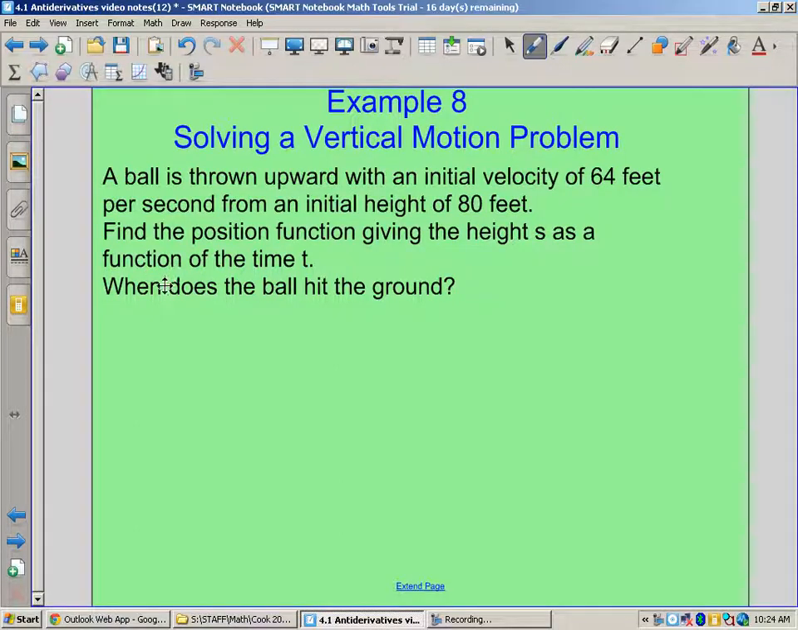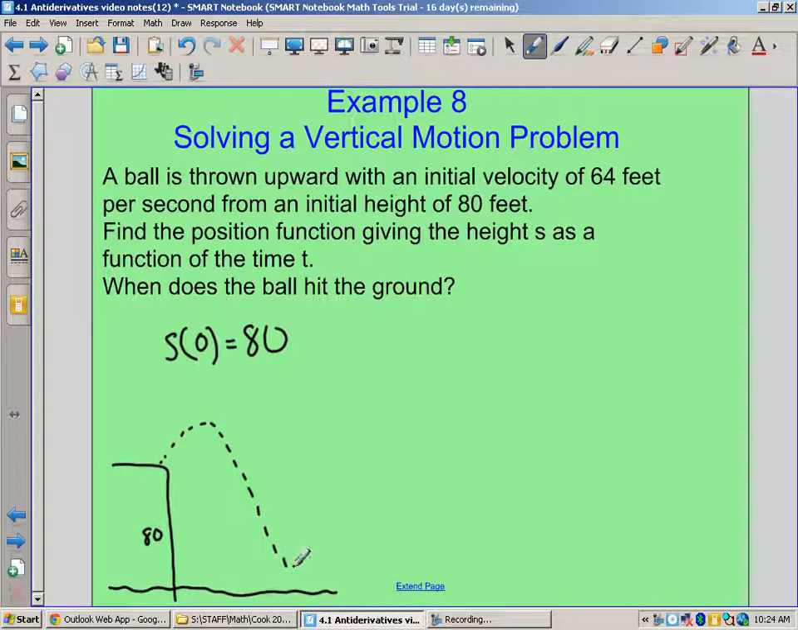So the first thing that we know is that our initial height is 80 feet. So we're off the ground, we're throwing the ball off a building. We're throwing a ball 80 feet off the ground, and it's probably going to do something like this. This is 80 feet, and the ground's probably down here, so we want to know when the ball hits the ground. So we're 80 feet off the ground.